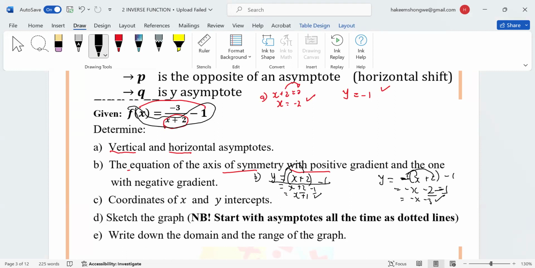Now here's the good news. The equation of the axis of symmetry always has the gradient of 1 or negative 1. It is always going to be like that when it comes to a hyperbolic function. Next, they said we should be able to determine the x and the y intercepts. Now, for the x and y intercepts, we have x equal to 0 if we're looking for the y-intercept. If we're looking for the x-intercept, y is 0. If we're looking for the y-intercept, x is 0.